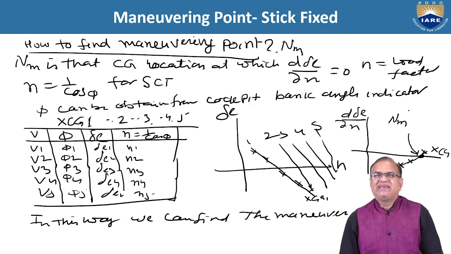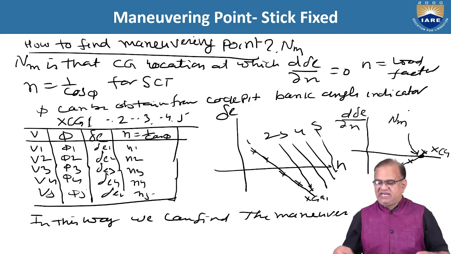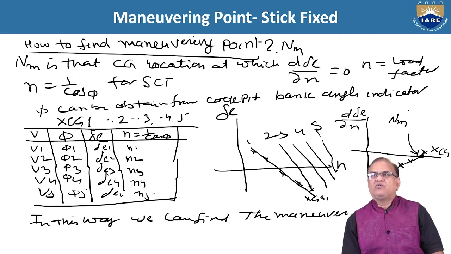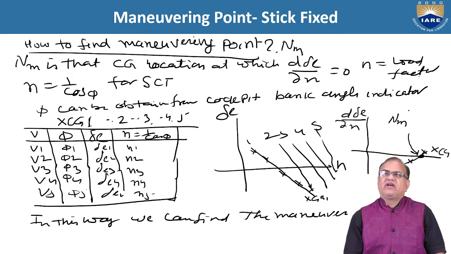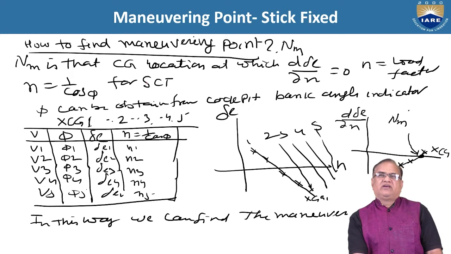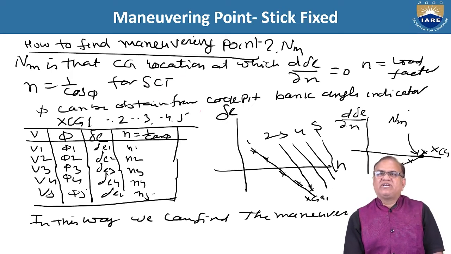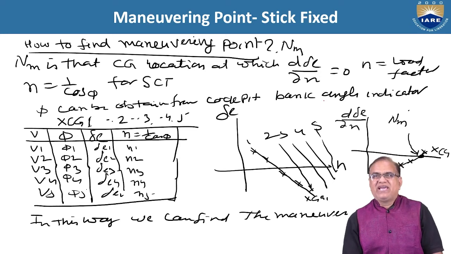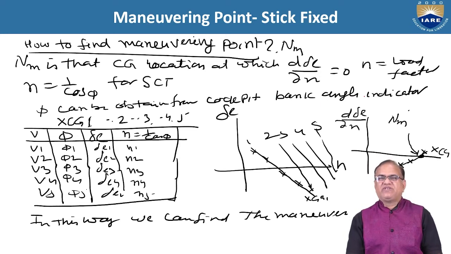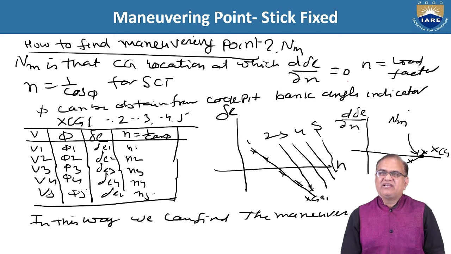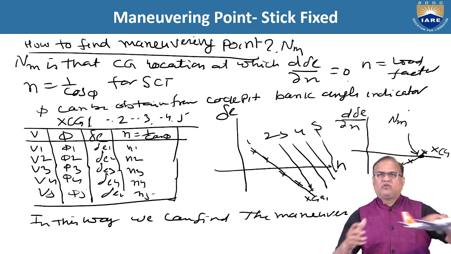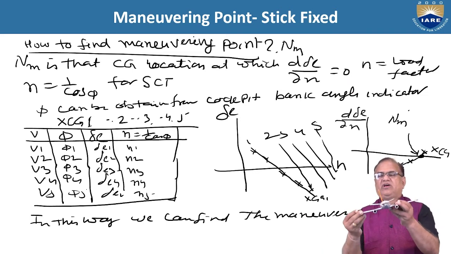NM is that CG location at which d delta E by dN is equal to 0, where N is the load factor. We also know that N is equal to 1 by cos phi for a steady coordinated turn. Phi can be obtained from the cockpit bank angle indicator. In the cockpit, we have the bank angle indicator. So as you roll, what is phi? It is the roll angle.